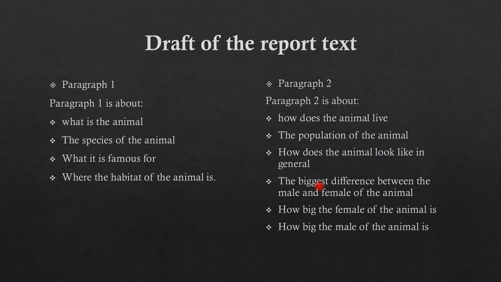So basically, based on the questions that I shared with you just before, you divide it into two paragraphs. The first one is the general classification, which is paragraph 1, and then paragraph 2 is the description of the animal and it's more detailed.